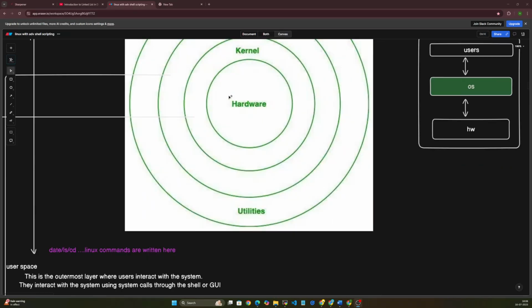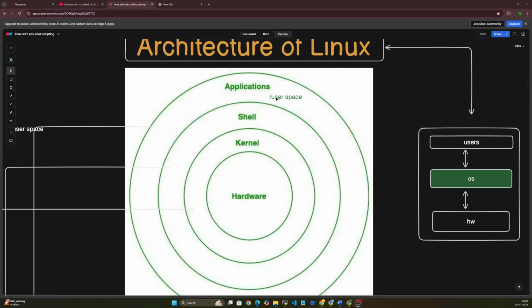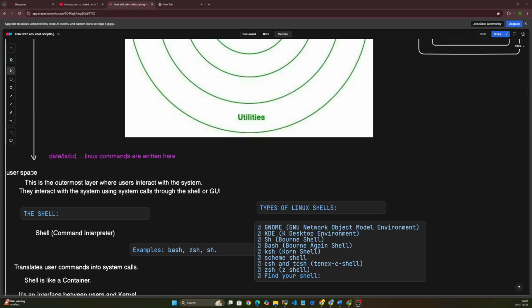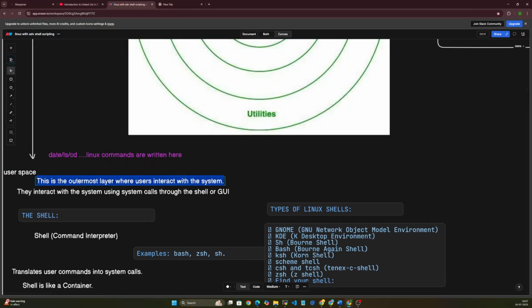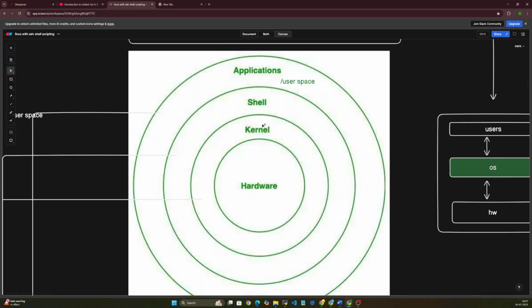Now this is the outermost layer, and all the commands that users write are written here only. Those commands are verified by the shell, which is passed to the kernel, and then the operations are performed. The user space is the outermost layer. They interact with the system using system calls through shell or GUI. GUI is nothing but graphical based. So whatever command you write, it will interact with the system through the shell.